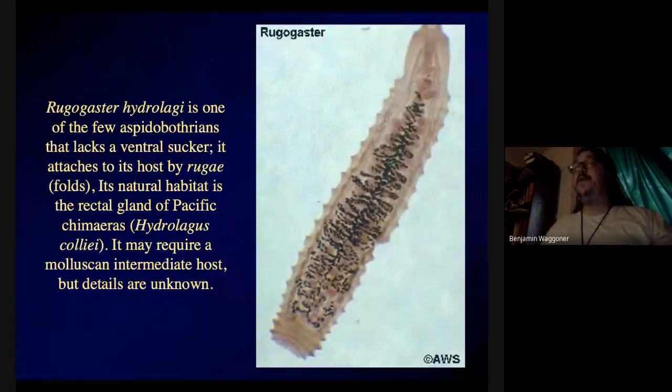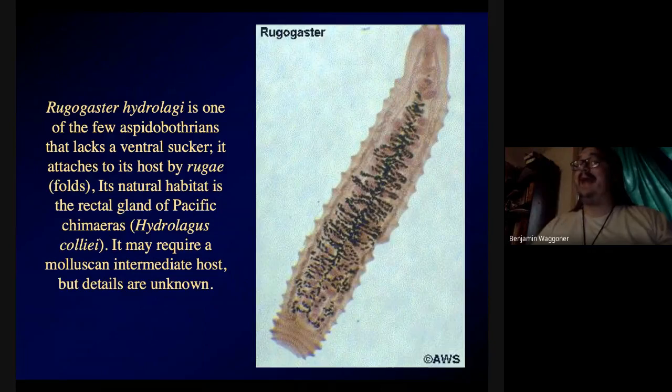One of the few that doesn't have a ventral sucker is called Rugogaster. It attaches to its host just by these folds called rugae, right? They make the thing look a little bit like an accordion. And the natural habitat of Rugogaster is the rectal gland of Pacific chimeras.